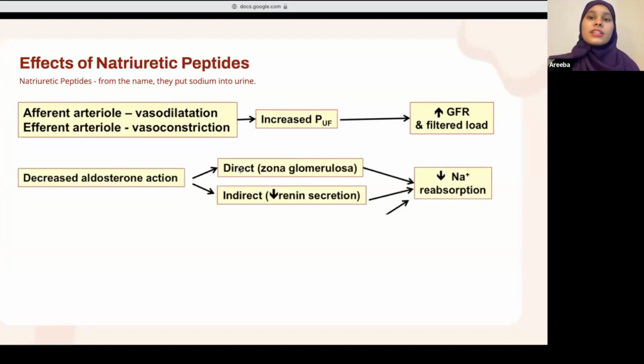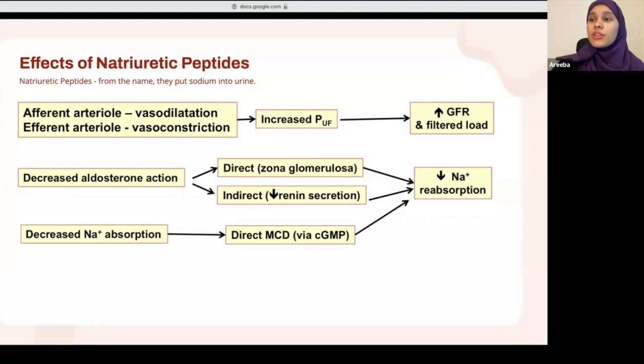Another effect that it has is it decreases the aldosterone action, and it does that in two ways. So it can directly reduce the synthesis of aldosterone from the zona glomerulosa. And it can indirectly reduce renin, because we saw the renin-angiotensin system, and renin will indirectly activate aldosterone release. So if you decrease renin, you decrease the entire system working, and then you're effectively decreasing the aldosterone. Okay, so two ways to decrease aldosterone.